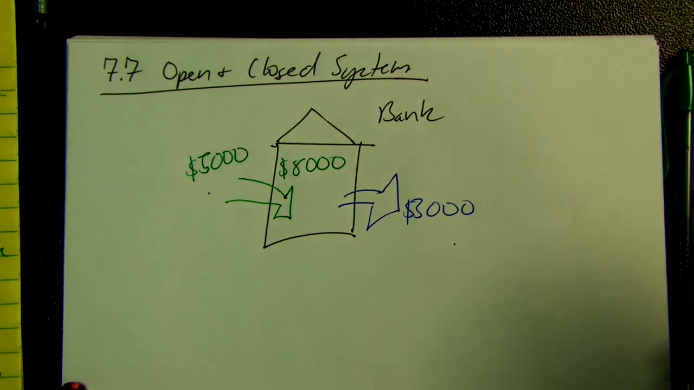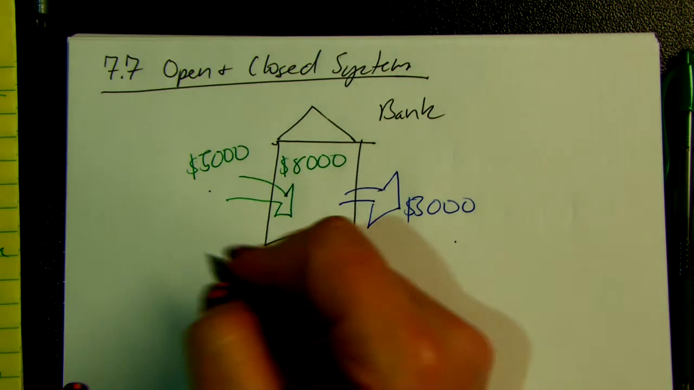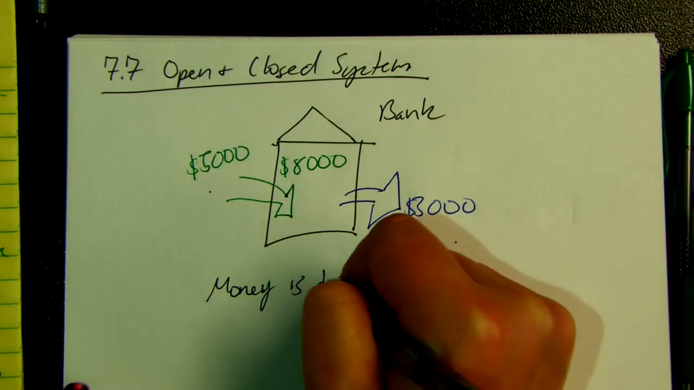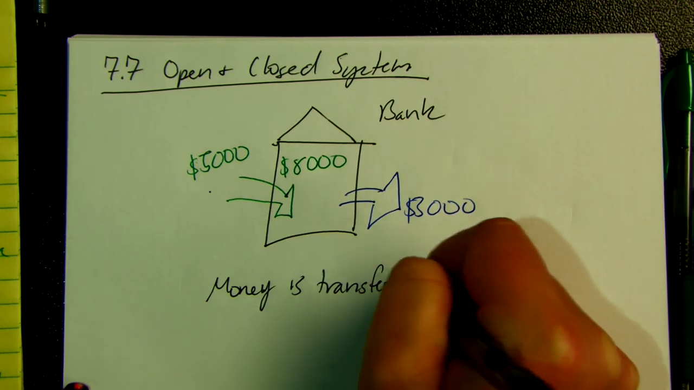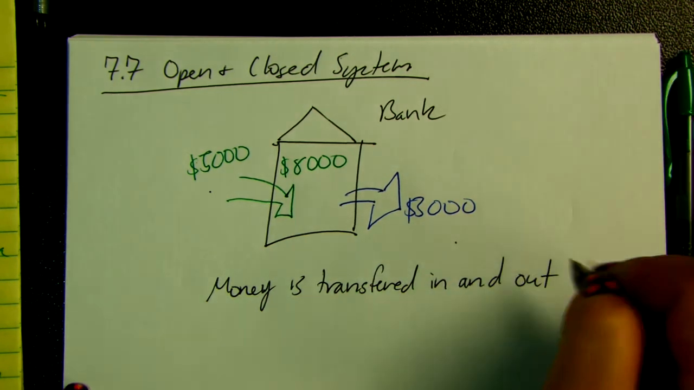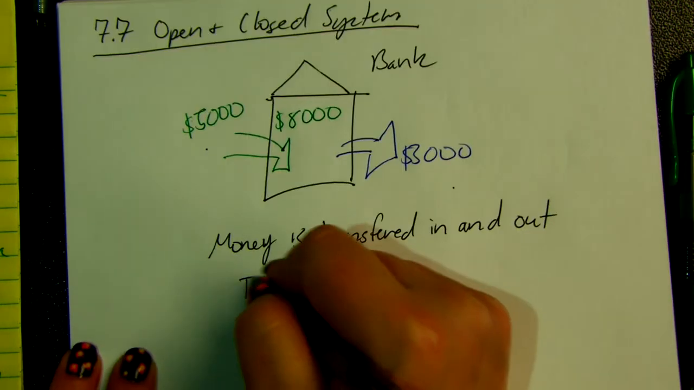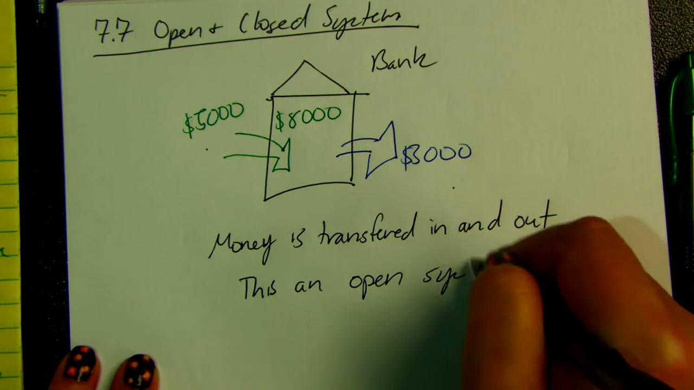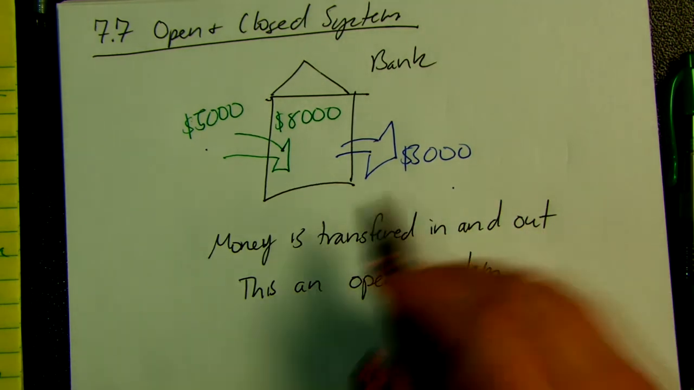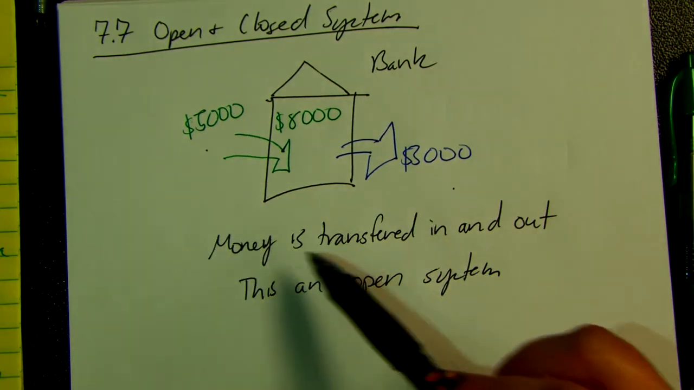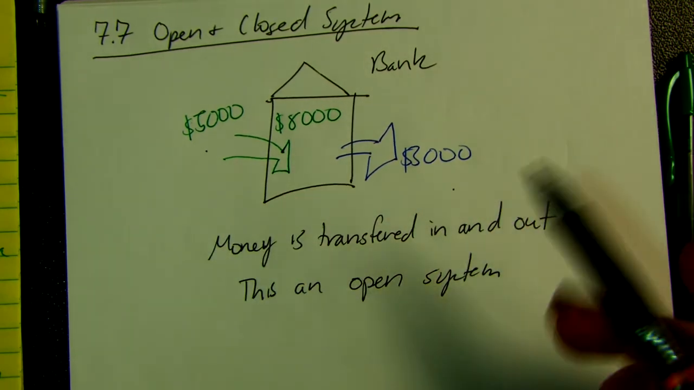This is an open system. So money is transferred in and out. So this is an open system. It can exchange energy with its surroundings. So it's both exchanging by taking in and exchanging by taking out.